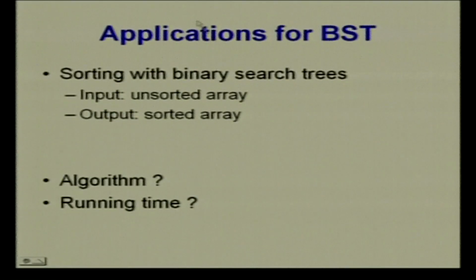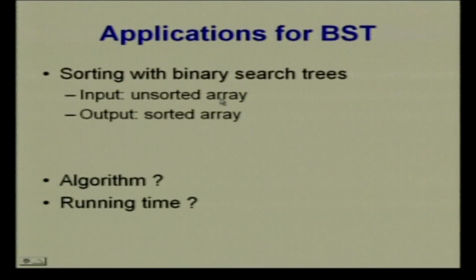So, what are the applications of binary search tree? You can sort with a binary search tree. The input can be an unsorted array and the output can be a sorted array. How will it be a sorted array? If you do an in-order traversal of the tree, it becomes a sorted array. So, the algorithm is basically: you have an unsorted array, build a binary search tree and then do an in-order traversal.